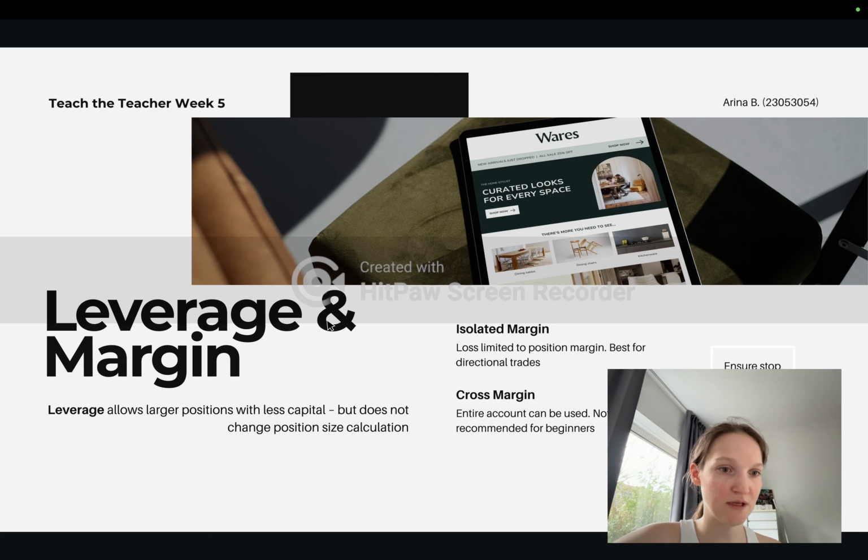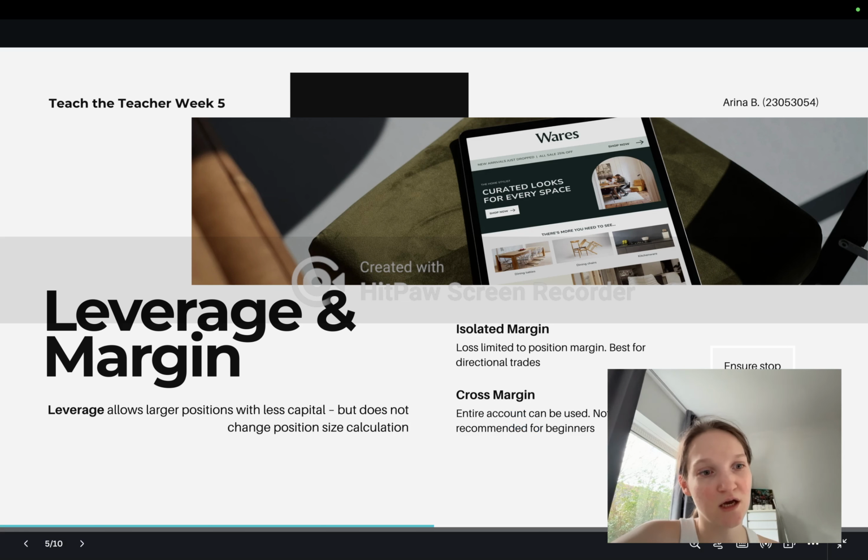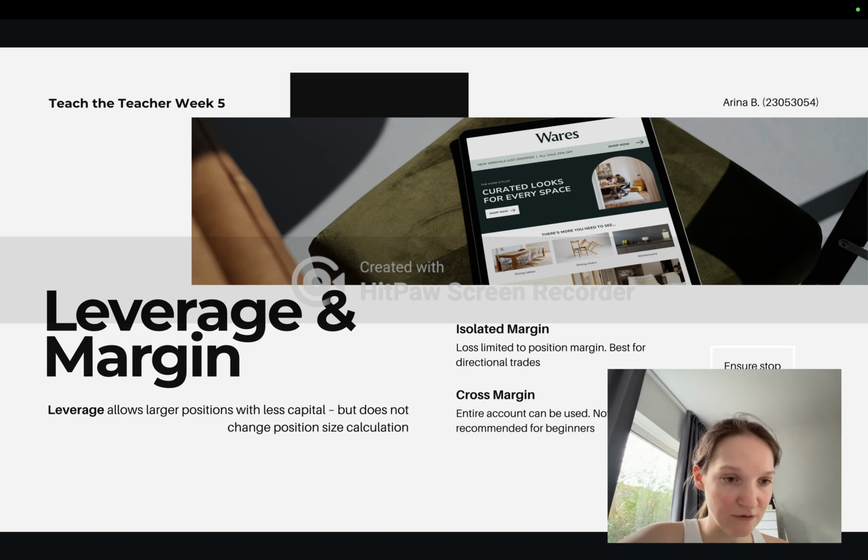Now let's talk about leverage and margin. Leverage and hedging are connected together. Leverage allows a larger position with less capital, but it doesn't change the position size calculation. And here we have two kinds of margins. One is isolated margin. It is preferable for directional trades.